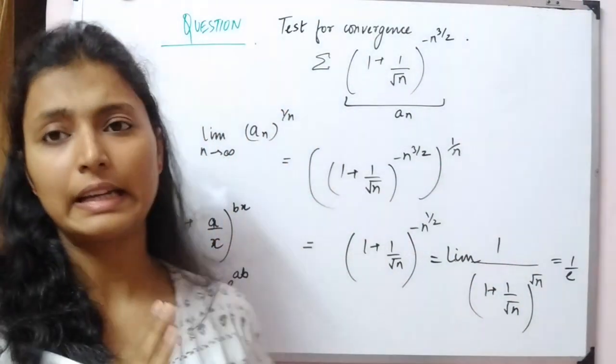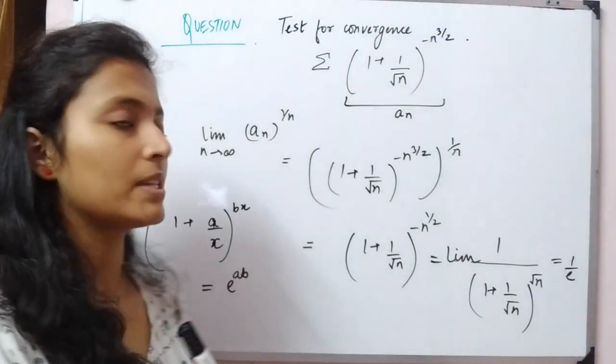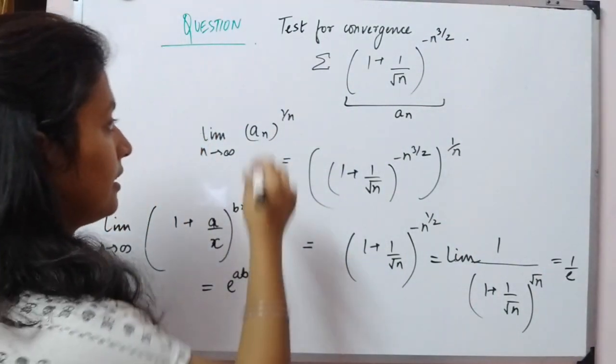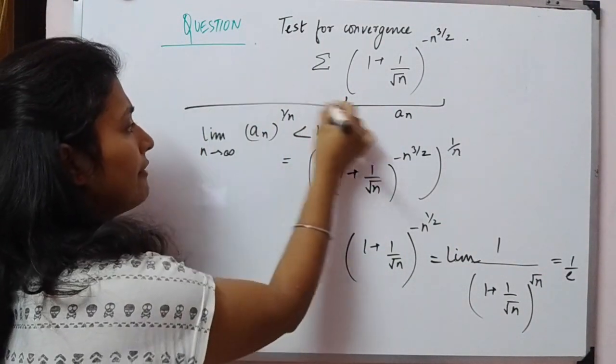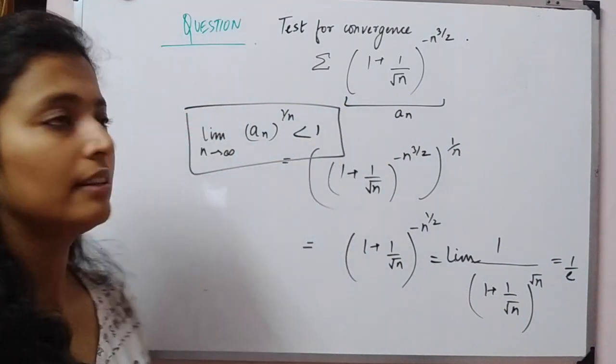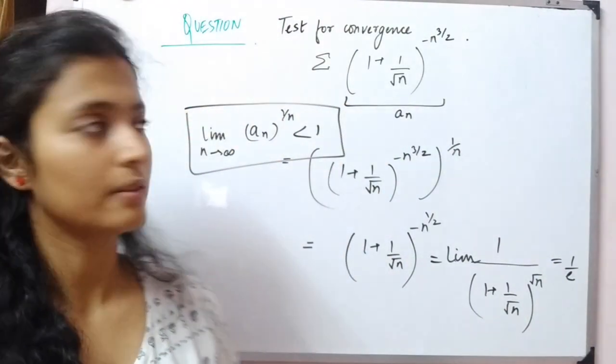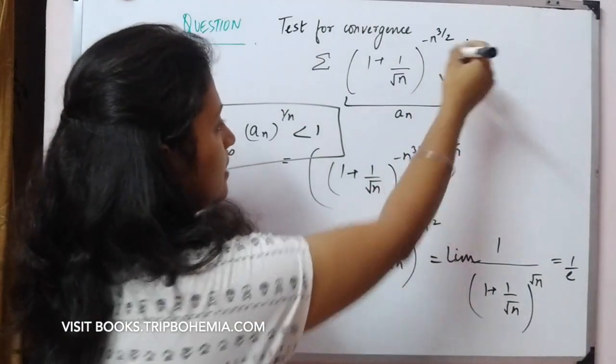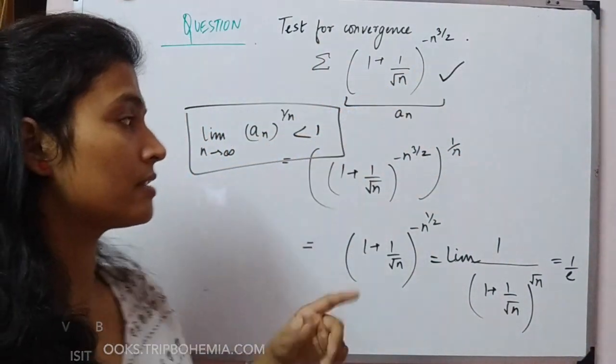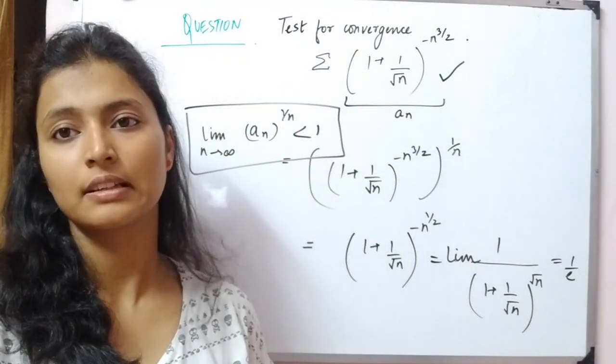e is approximately 3, so 1 upon 3, which is less than 1. This implies the limit is less than 1, and when this limit is less than 1, the series is convergent. So we get that the given series is convergent. We had to test for convergence and we get that it is convergent.